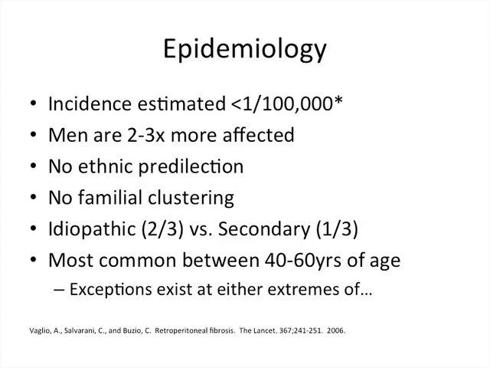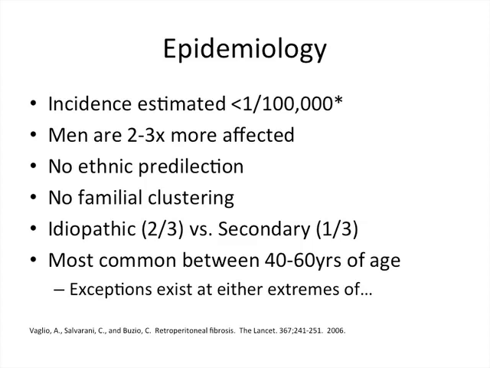The incidence is considered to be relatively rare, less than 1 in 100,000. I've put an asterisk there because this figure is felt to be somewhat unreliable. Men tend to be affected more than women. There appears to be no ethnic predilection, no family clustering, aside from a few small case reports.